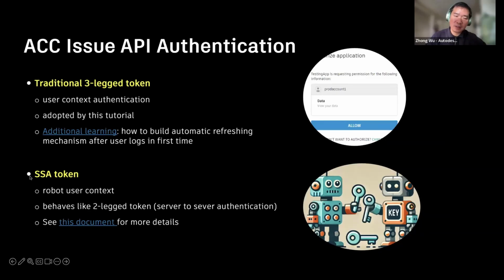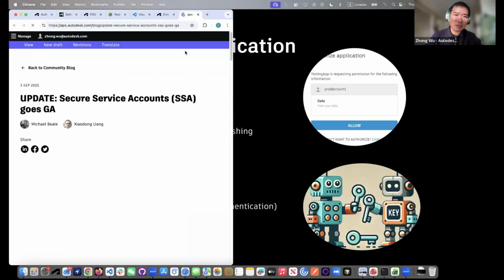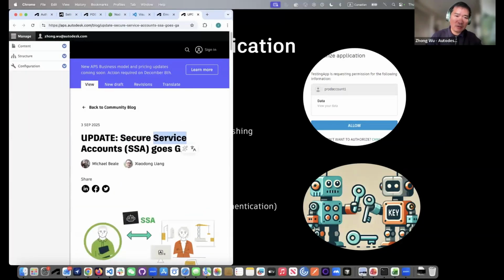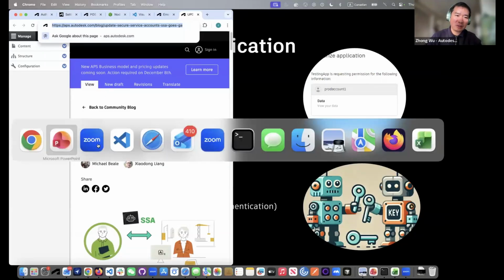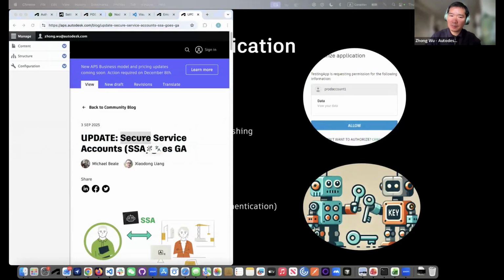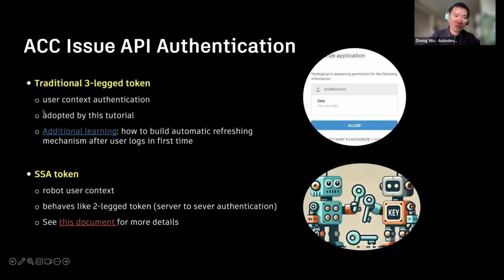You can create a server-to-server application and use the SSA token to do everything automatically. You don't need any user to log into anything. It just runs automatically. You can see this documentation for more details. This is the documentation for the server security account. Let me send it in the chat. Today we are going to use the traditional three-legged token.